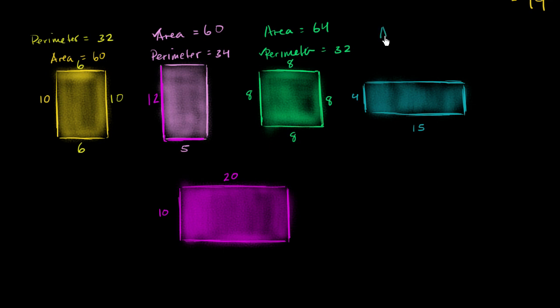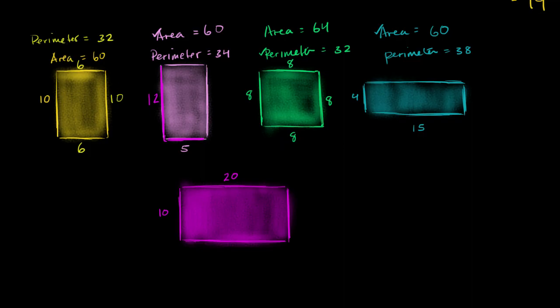What's the area? And you're probably getting used to this. 15 units times 4 units is going to be 60 square units. And what's the perimeter? Well, it's going to be 4 plus 15, and whatever that is, times 2. 4 plus 15 is 19, and then 19 times 2 is 38. So this one right here has the same area, different perimeter as our original.